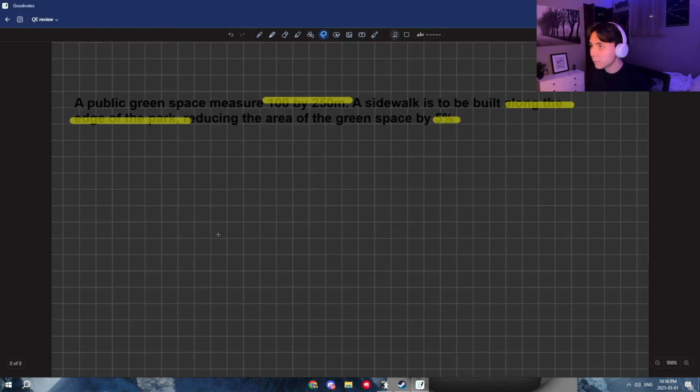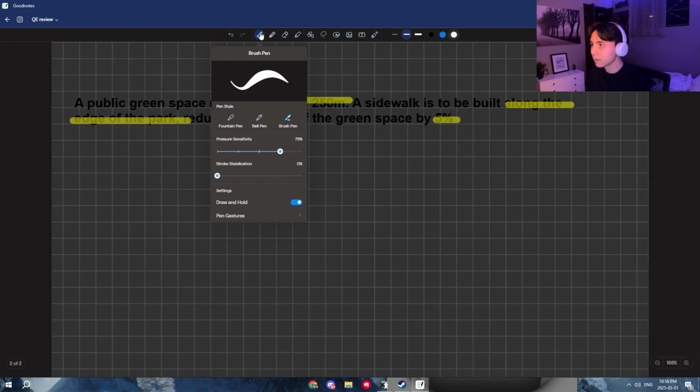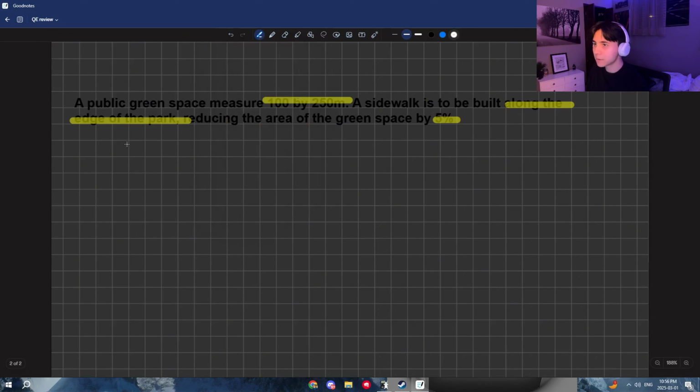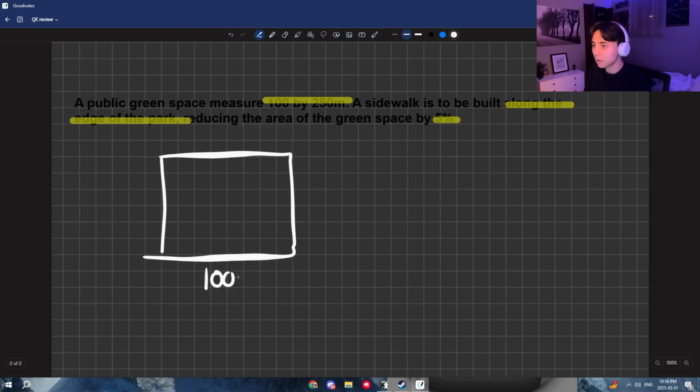Alright, so we're going to be doing this word problem here. We have a public green space that measures 100 by 250. So it gives us two lengths, so we can assume this is a square or a rectangle. We're going to have 100 meters by 250 meters. A sidewalk is to be built along the edge of the park. So the edge is going to be these four.